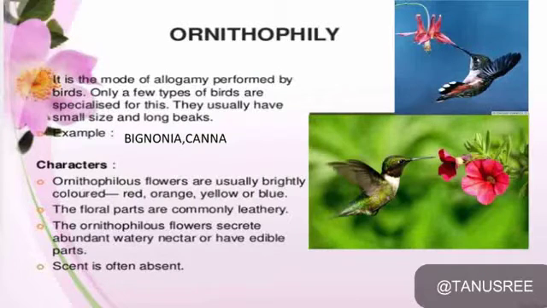Ornithophily is pollination by birds that are small in size and have long beaks. The flowers are bright colored. The floral parts are leathery. Though they are not scented, they have abundant watery nectar. Examples of such flowers are Bignonia and Canna.